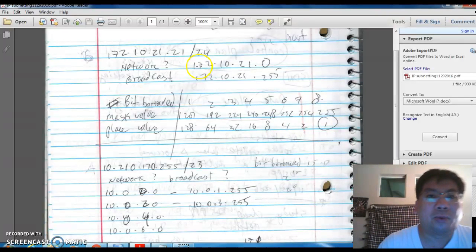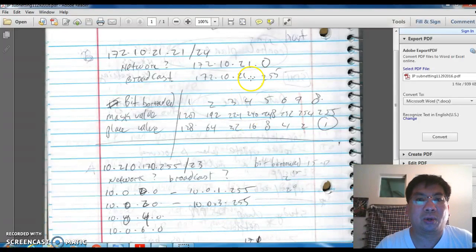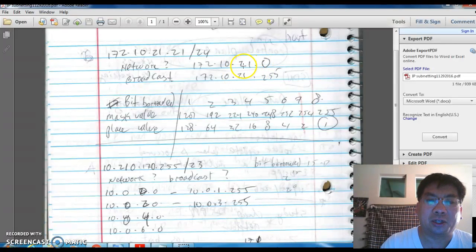So, what is the network address for this one? Well, as you can see, since you borrow 8 bits, bits borrow is 8, right? 8 bits on the third subnet. So, as you can see, the place value is 1. You see this one? So, the next network address is 21, and then you have 22, 23, and so on, right? So, now you find the network address 21.0. And the mask value, as you can see, is 255.